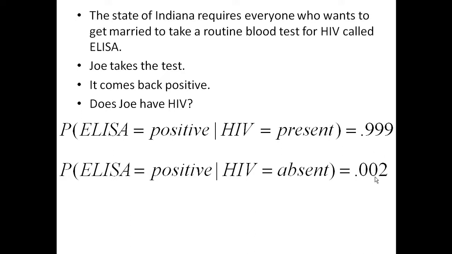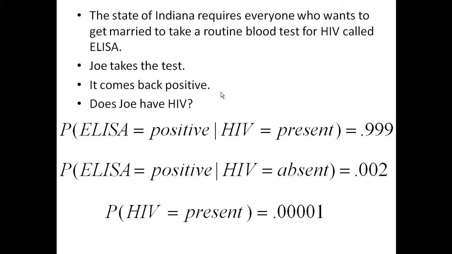Now, Joe tested positive. If this number was 1 and this one was 0, it would be a perfect test and it would mean he has HIV. But this number is not 1 and this number is not 0. And note that neither of these numbers is the probability that Joe has HIV. It's the probability of a test result. What we need to know is the probability of Joe having HIV, which means we need to know the probability HIV equals present, conditional on ELISA being positive. We need to reverse these two, because we know Joe tested positive, and we want to know the probability HIV is present.